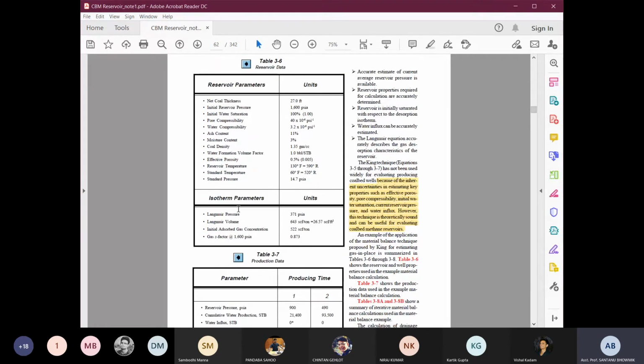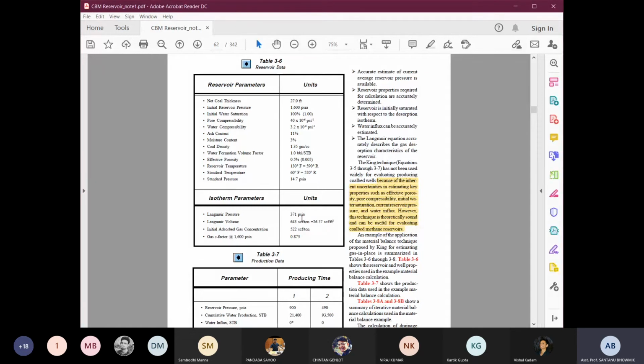Now the isotherm parameters can come from the sorption isotherm, or they can be tested in the laboratory from the core sample or the powder sample, and these parameters can be identified or estimated. Now these two parameters are very new to you: Langmuir pressure and Langmuir volume. What is Langmuir pressure? What is Langmuir volume? The Langmuir volume is defined as the maximum volume of gas that can be stored in the coal or reservoir at an infinite pressure.